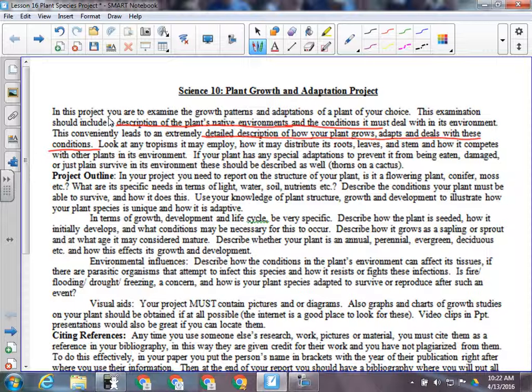Does your plant, how does it distribute its leaves, its roots, and its stem? Is it a plant that's going to have one central stem, or does it branch off really quickly, like from the base? Are its leaves broad or narrow? Things like that. Other things: does it have any special adaptations that prevent it from being eaten, damaged, or just plain survive?